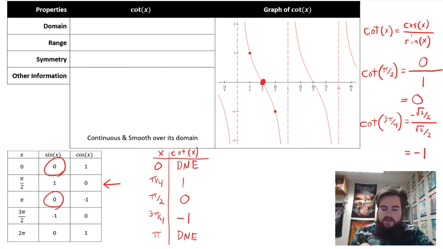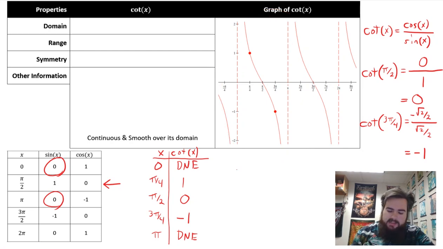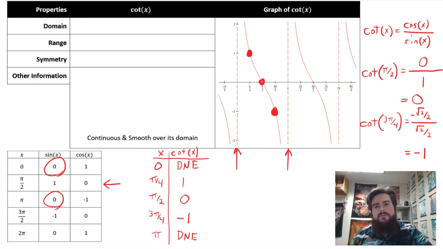If you use these 5 values, what you will construct is this section of the curve shown, because you will have your asymptotes at 0 and at pi. You will have your values of pi fourths and 1, 3 pi fourths and negative 1, as well as where we intersect the x-axis at pi halves.